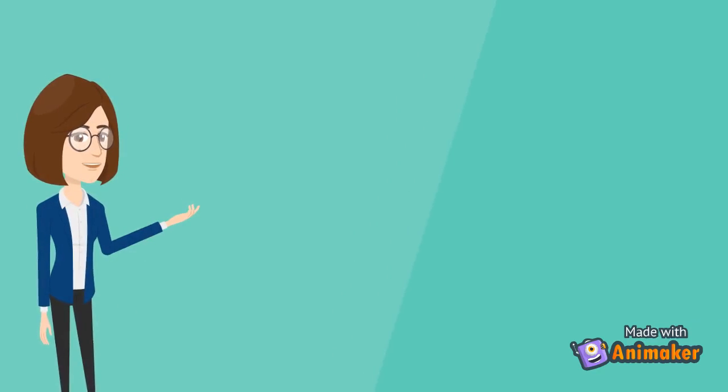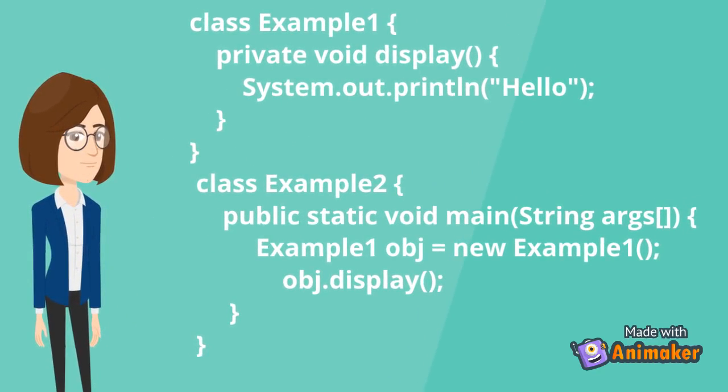Now, let's see an example for the private modifier. In this example, there is a class named example1 which has a private method named display, and there is a class named example2 which creates an object for the example1 class and tries to access the display method. This is not possible and it will raise an error because the display method is declared as private. So, it will be accessible only within the example1 class. It cannot be accessed outside this class.